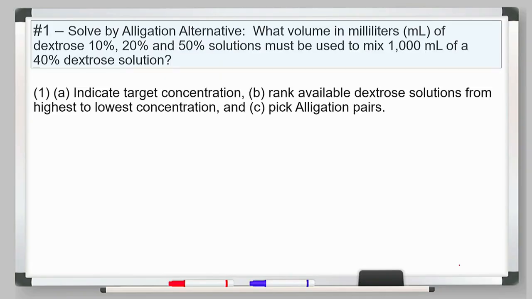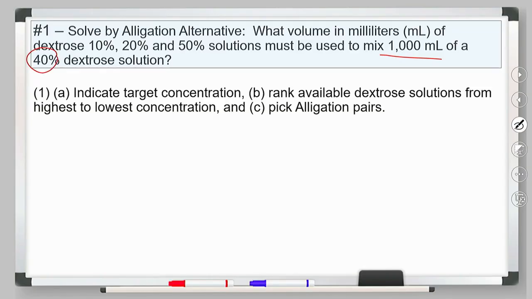So in this question it says solve by the alligation, which again, these can be solved using CQ plus CQ plus CQ. So yes, you can do that eventually, but let's practice still doing our alligation because I still think it works pretty straightforward. In this case, we want to know what volume in milliliters of each ingredient, that being dextrose 10%, 20%, and 50%. So 3 ingredients, 3 concentrations. We want to mix those such that we get 1,000 milliliters. So my target is 1 liter of a 40% concentration.